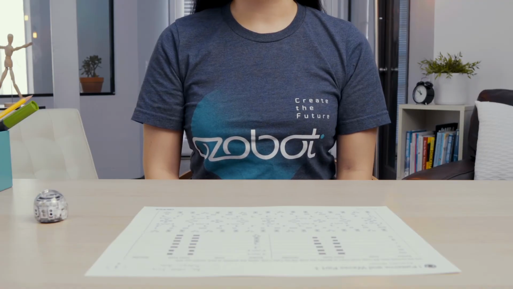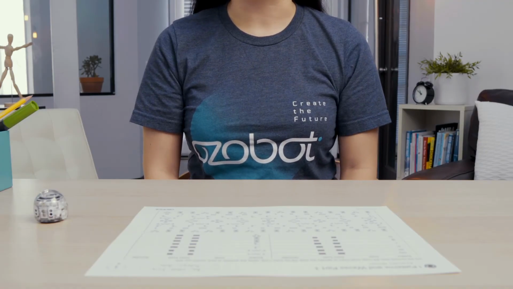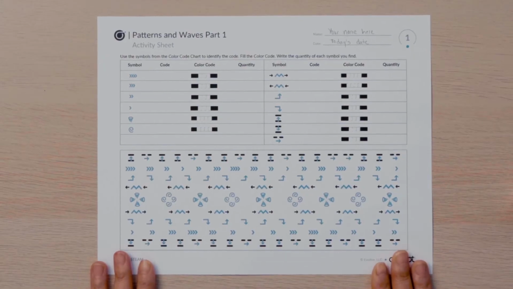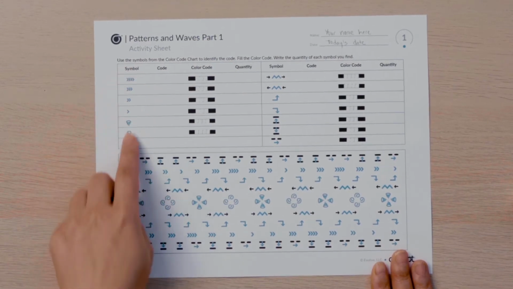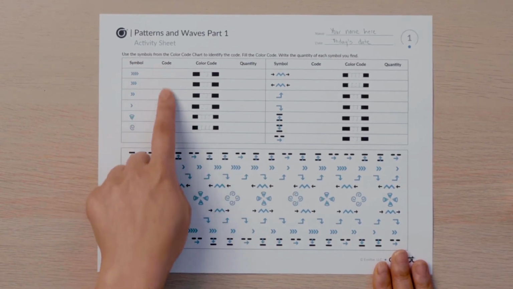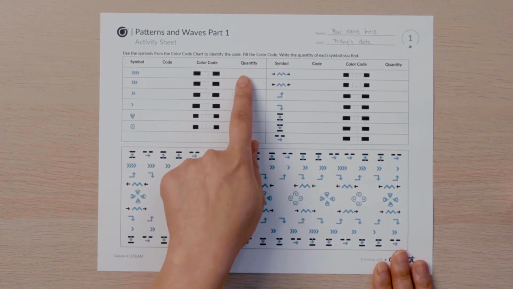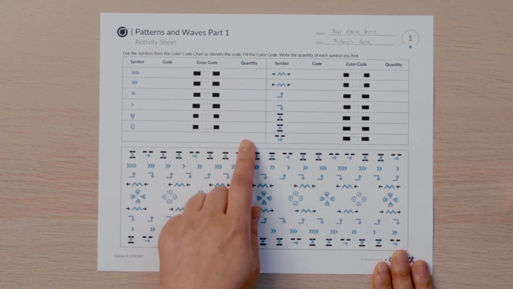The first thing you'll do today is identify color codes from the symbols on your activity sheet. Look at page 1 of your Patterns and Waves Part 1 activity sheet. The top of the page has symbols, a space for the name of the code, boxes for the color code, and a line titled Quantity.